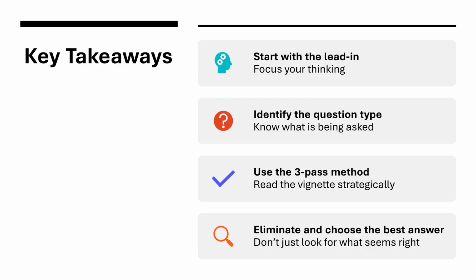Identify the question type so you know how to think about it. Use a 3-pass method to read the vignette in a structured way. Then eliminate weak options and choose the best answer that fits the whole case. Using this process each time can help you stay focused and avoid getting lost in long question stems.